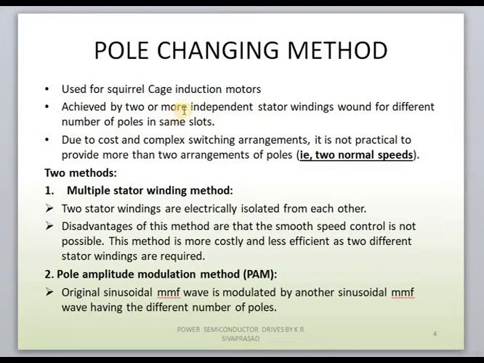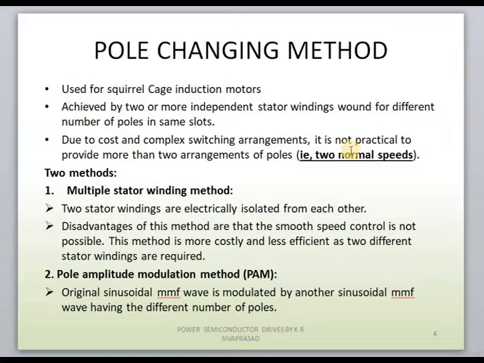The second point is that it consists of two stator windings. As I already told you, the current will not pass through both stator windings at a time. Only one winding acts to control the speed of the machine. And the third point is that the cost will obviously be more because we are using two sets of stator windings to control the speed of the machine. That's why the cost is more and the complex switching arrangement is also required.